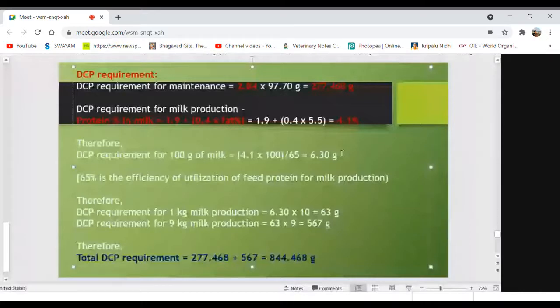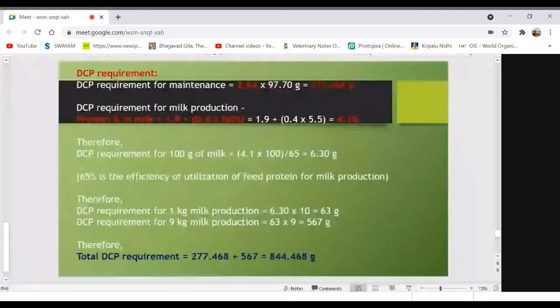Clear? And therefore the total DCP requirement will be this plus this. This is the requirement for maintenance plus the requirement for milk production. It will be 844.468 gram DCP. Sorry, this is the total requirement of DCP.